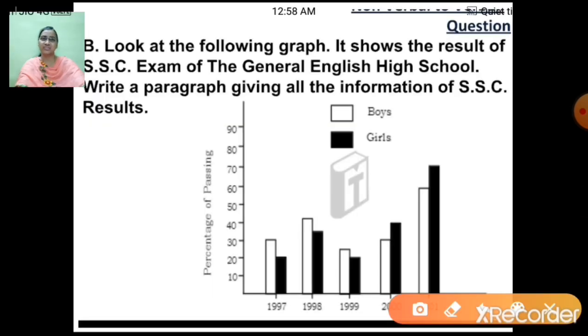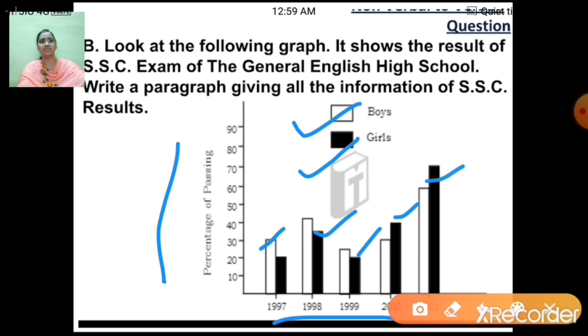Now the next question was, look at the following graph. It shows the result of SSC exam of the General English High School. Write a paragraph giving all the information of SSC result. Now this was a graph given. Now first step is we need to understand the graph.